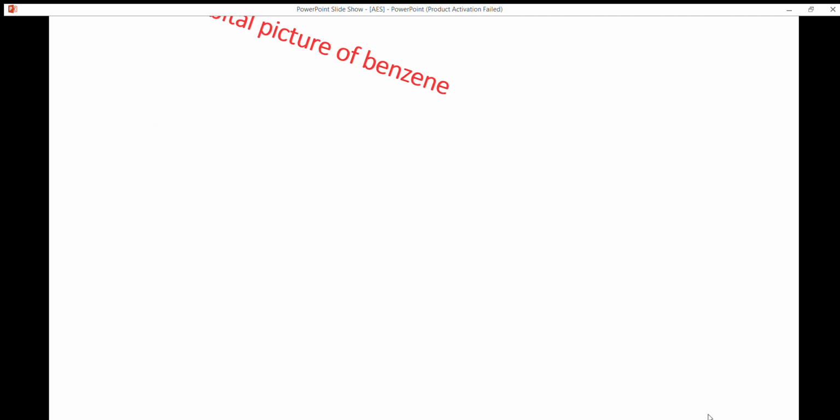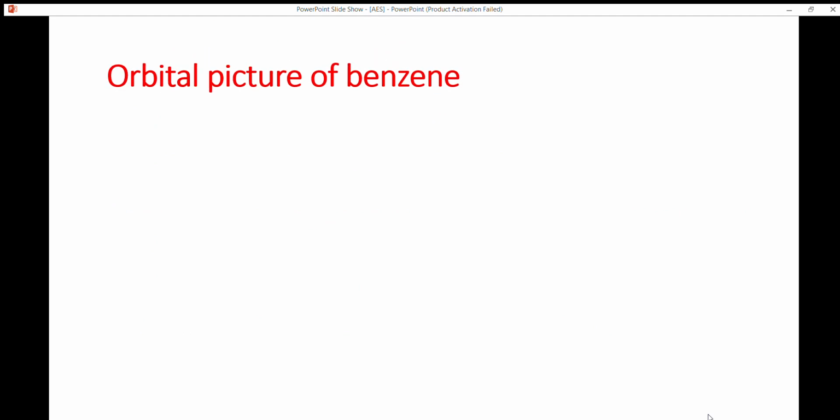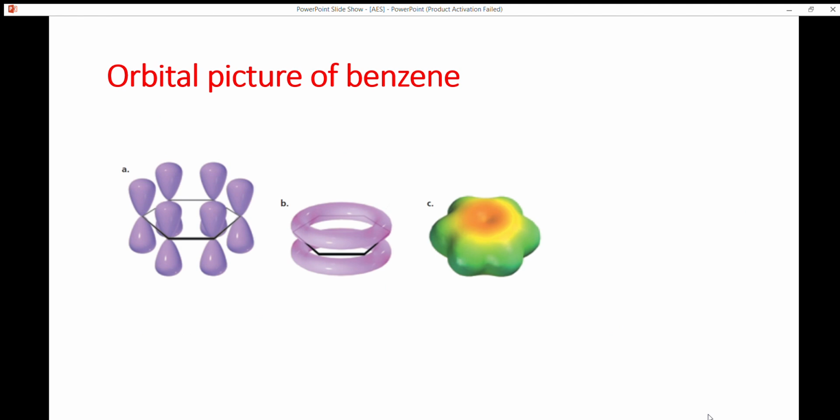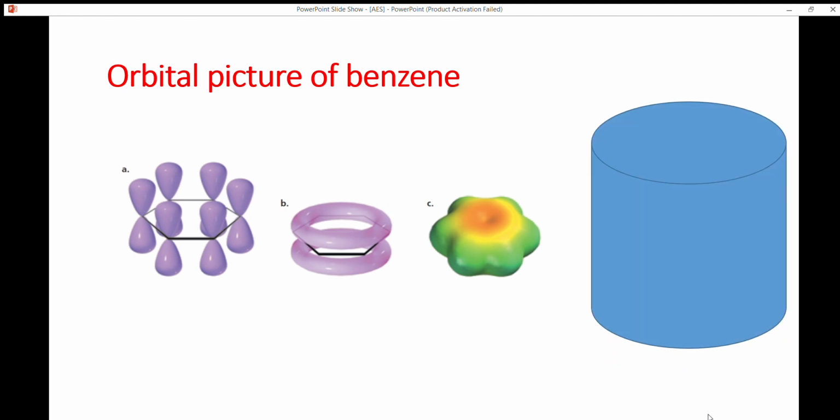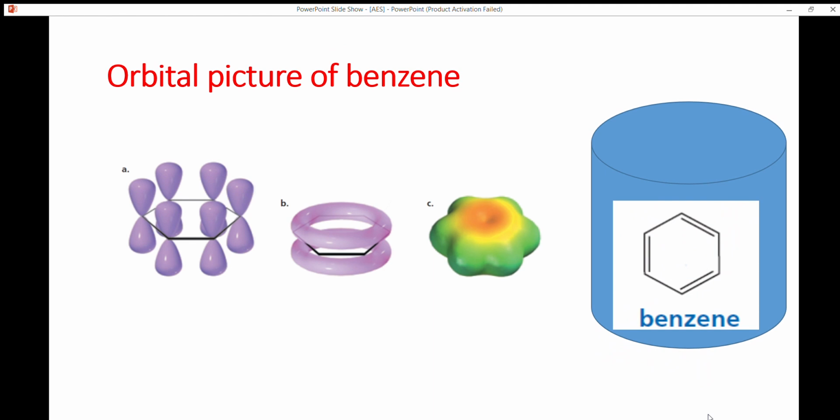Now we will see the orbital picture of benzene. These are the various orbital pictures of benzene. I represent the orbital picture by means of 3 various representations. From all these representations, it is clearly found that benzene contains excess electrons, that means pi electrons, that can be arranged both above and below the plane of the nucleus.